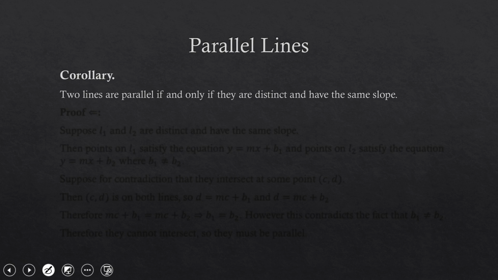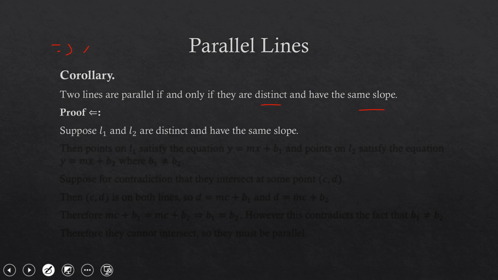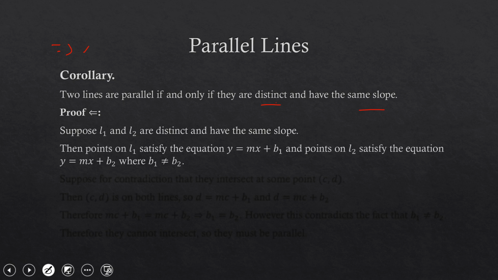All right, so again, this is what we're trying to prove. We already did the left direction. So let's go ahead and try the right direction. That means we're going to start off with distinct and same slope. These are what we're starting with, and we're going to figure out that they can't intersect. So this is going from right to left instead. We're starting off with two lines that are distinct and have the same slope.